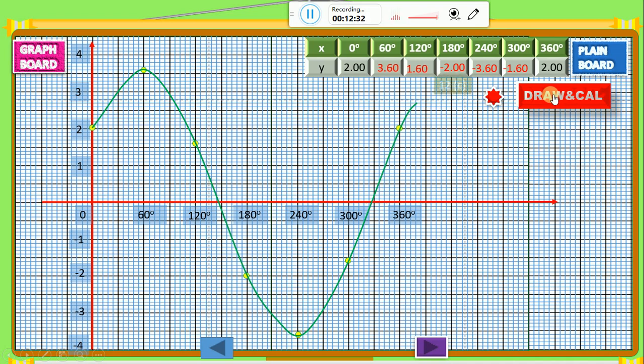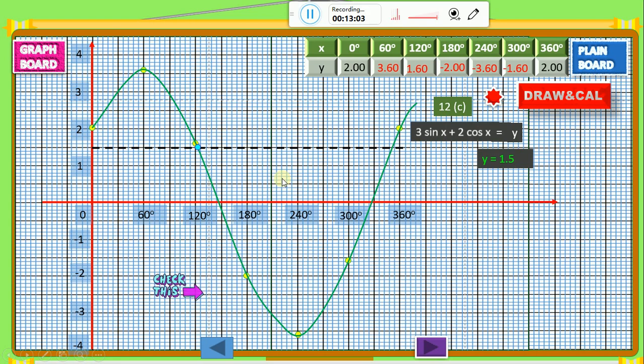Then we are now going to do our calculations. We are to find the value of x when y is equal to 1.5. So now y is 1.5. That means we are going to draw our line at the point where y is exactly 1.5, as you can see by the black line. You see the point of intersection of the black line and the green curve being highlighted. So from there we draw a line.